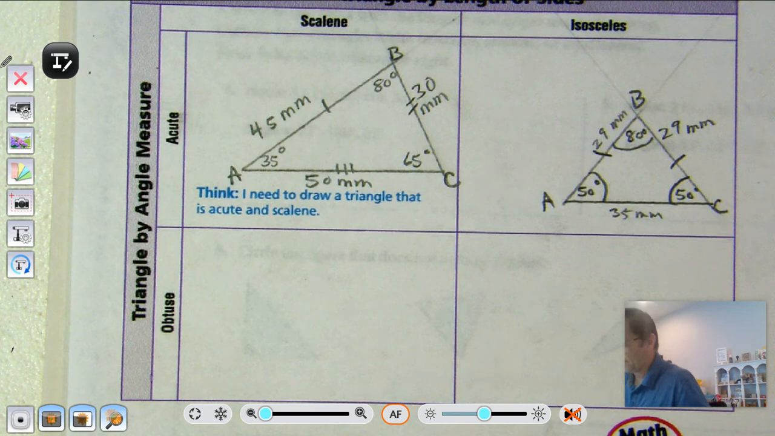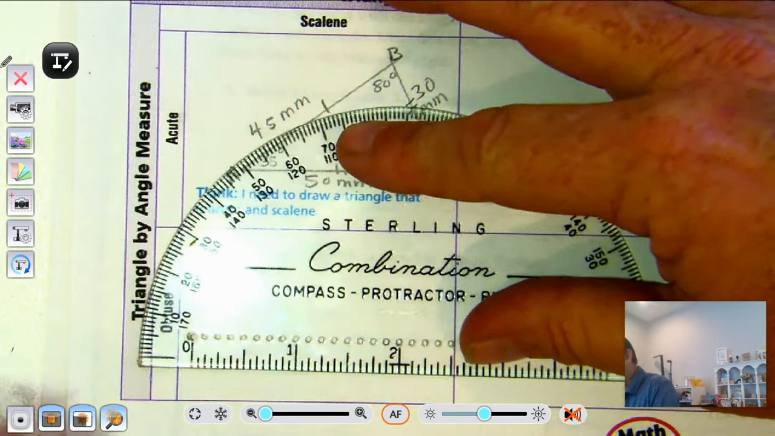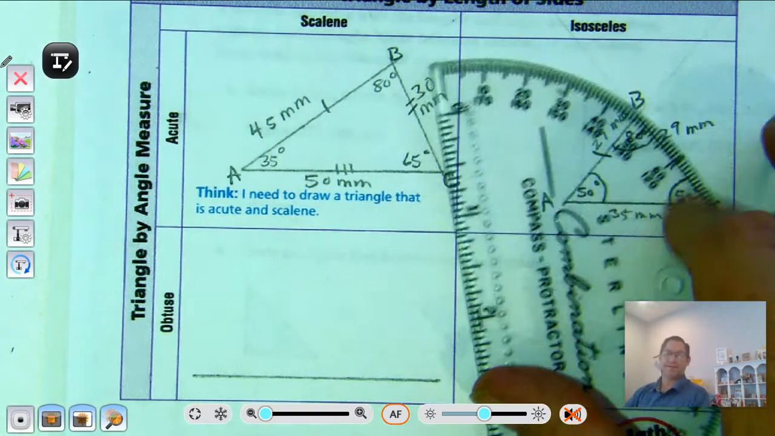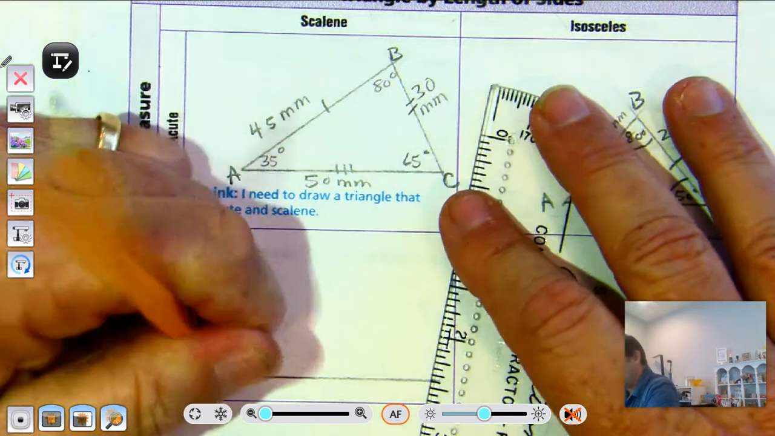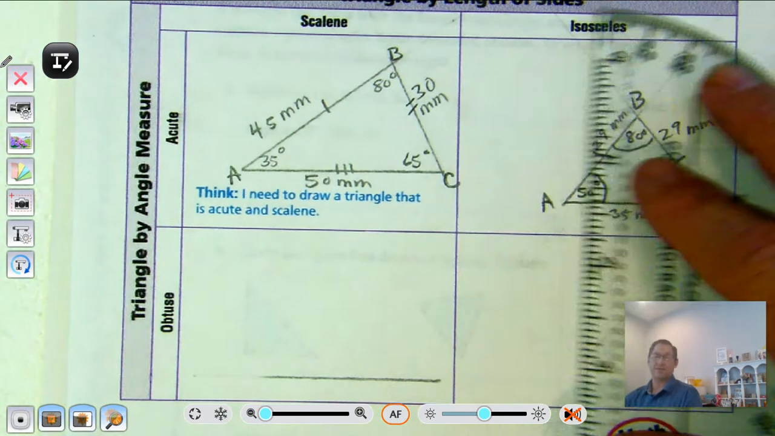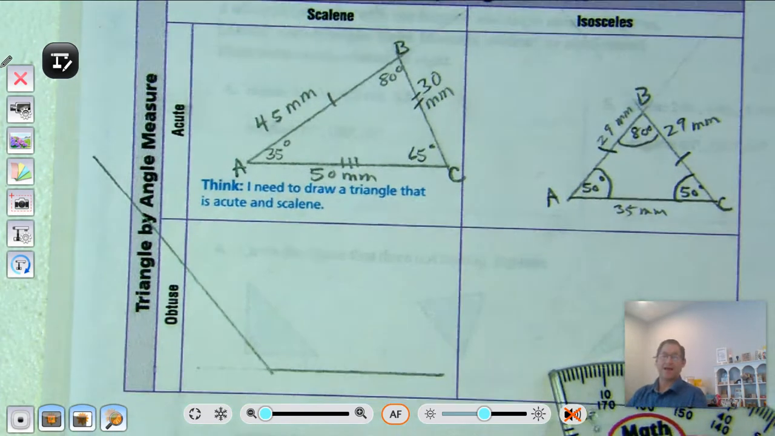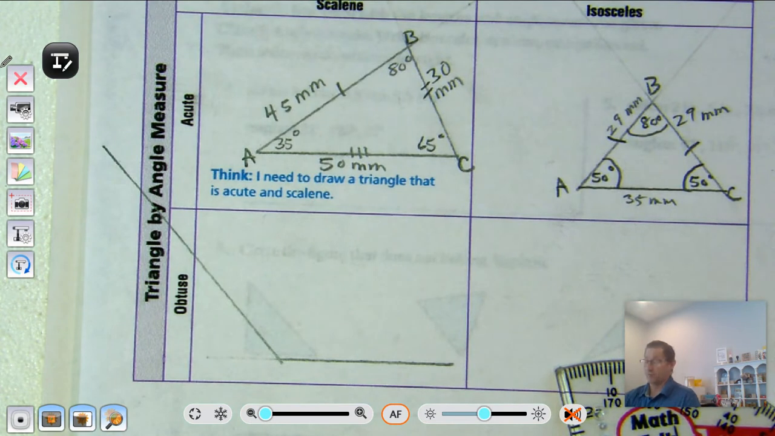All right, obtuse triangles. Scalene obtuse. So here we want one of the angles to be greater than a 90-degree angle. And so on that, we can go ahead and draw our line for the base. And we know that this time one of the angles has to be greater than 90. So that right there, I know it has to be greater than a 90-degree angle. So there's my obtuse angle.